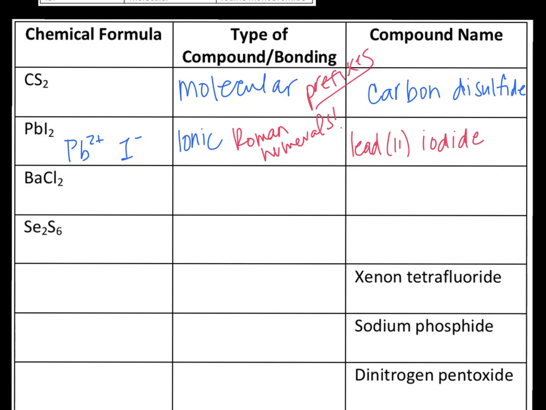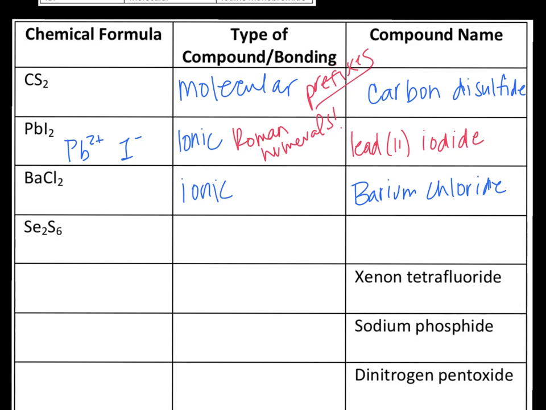iodide. All right, next is barium chloride, and barium is a metal, and so this is ionic. And then there's nothing special about this. We don't care about the charges, we don't care about anything, we just name it. So we name the cation, then the anion, and so this is just going to be barium chloride.